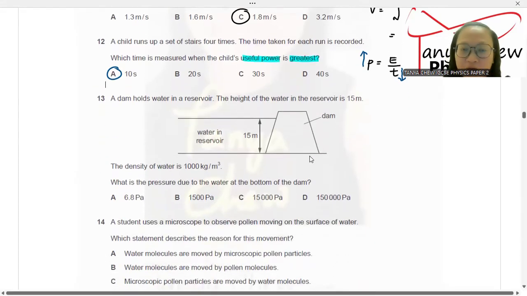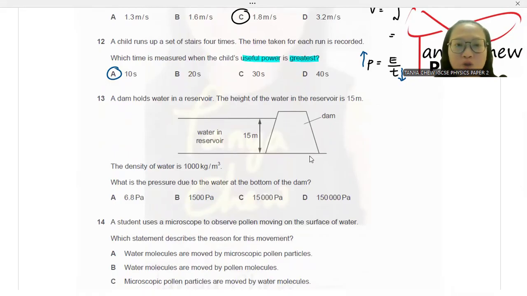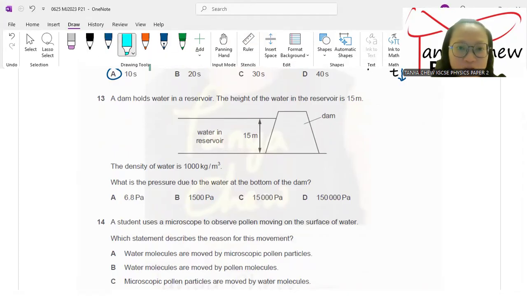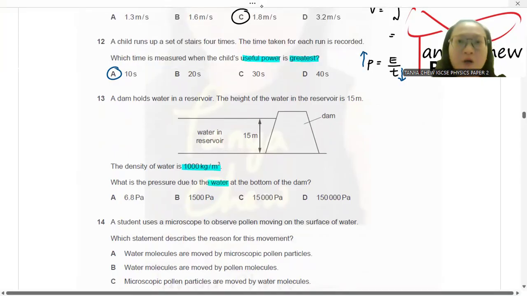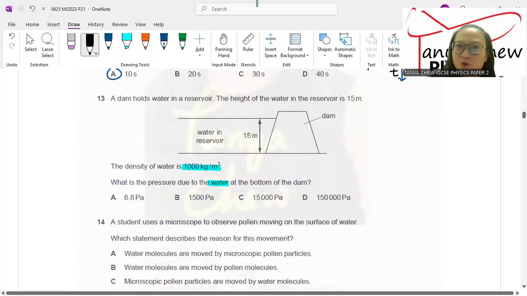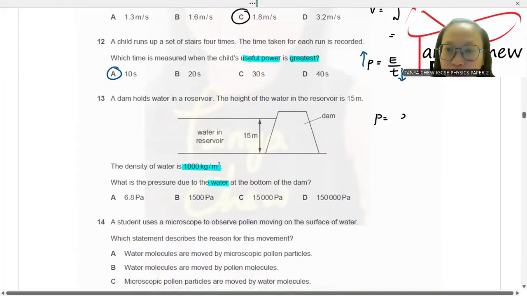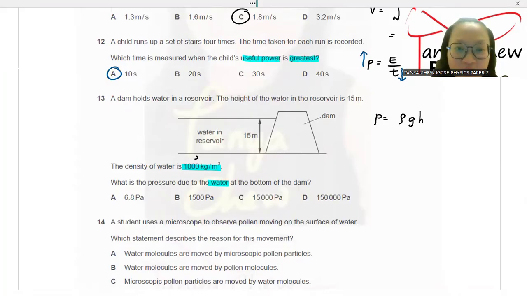Now, question number 13 is a repeated question from other past years. A dam holds water in the reservoir. The height of the water in the reservoir is 15 meters. The density of the water is 1,000 kilogram per meter cube. What is the pressure? Now, when the density is given, and this is related to water, remember, that's another equation of pressure for fluid, valid for liquid and gas. Pressure is equal to rho g h. What does rho represent? Rho represents the density of the water.